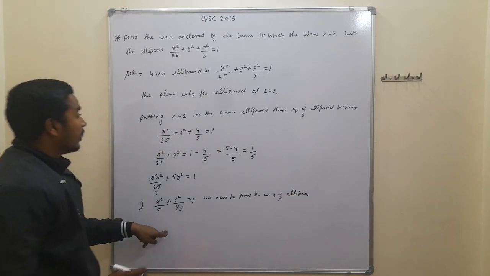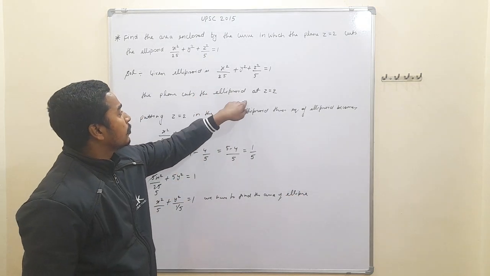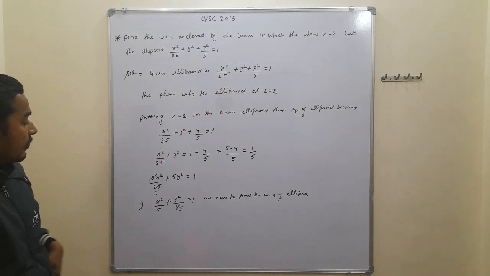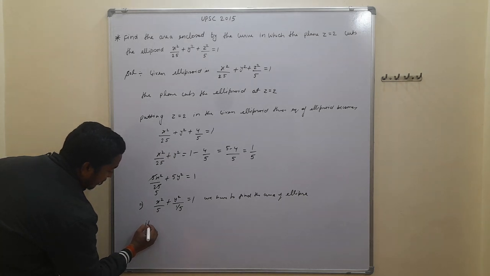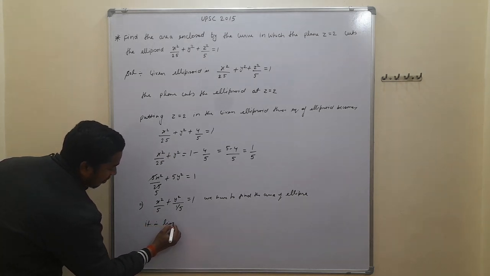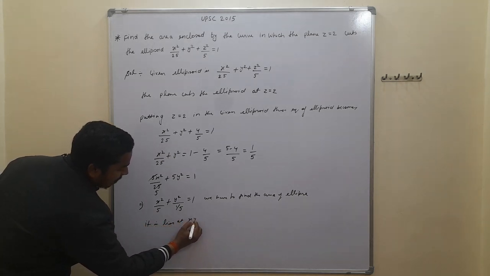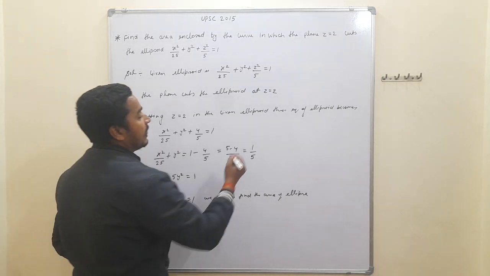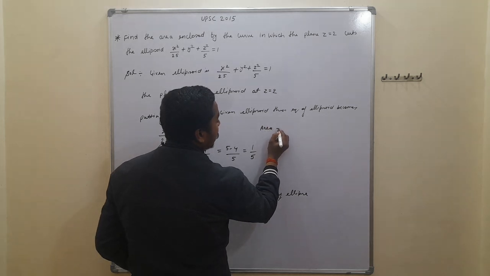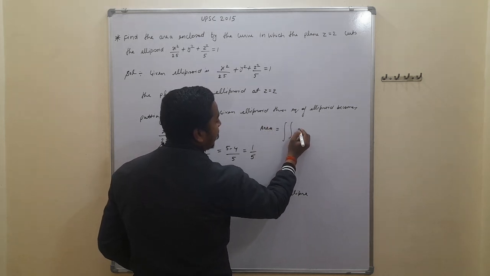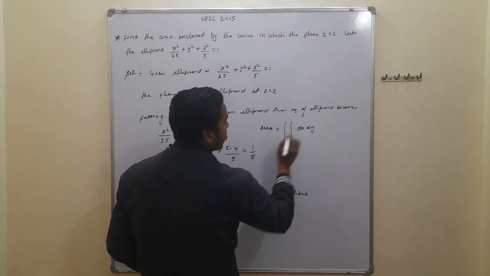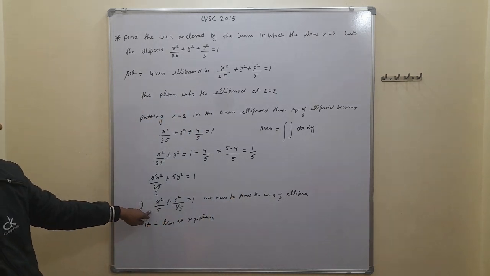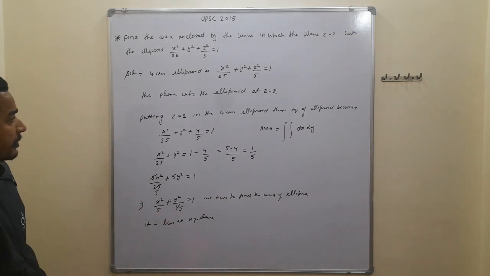When we put z is equal to 2 in the ellipsoid, the equation becomes an ellipse, and it lies in the xy plane. So we have to find the area. Area is given by the double integration of dx dy, and from here we have to find the limits of the integration from the ellipse.